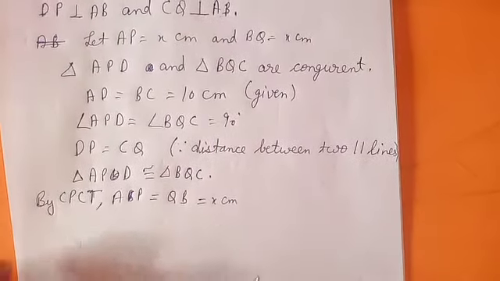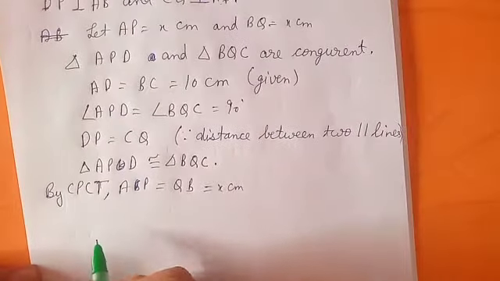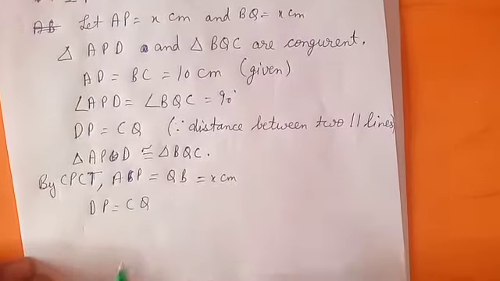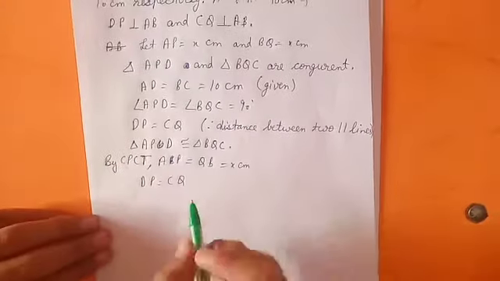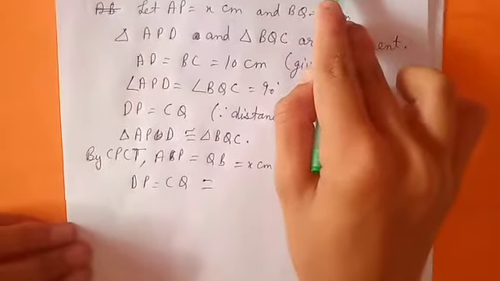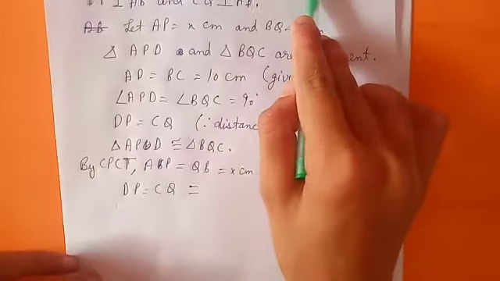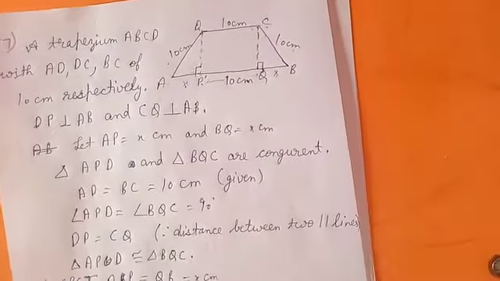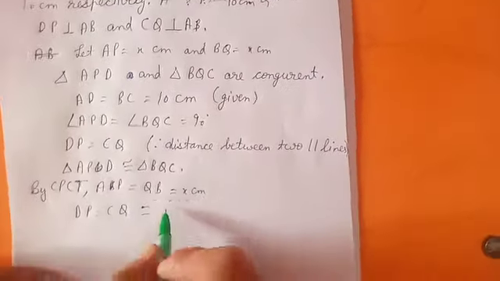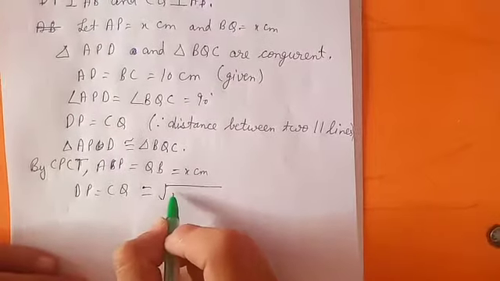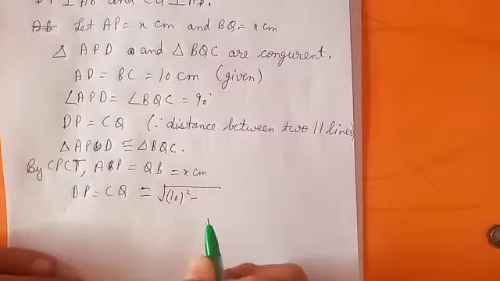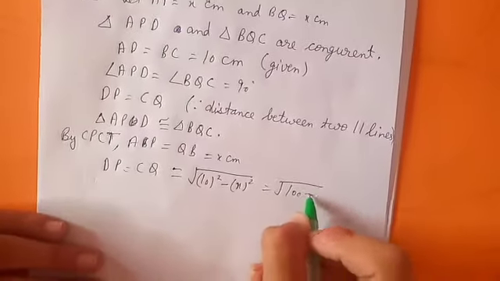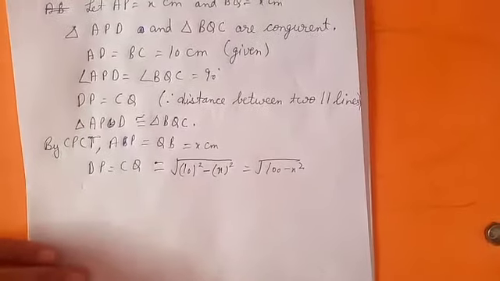Now, if it is same and we know DP is equal to CQ, how will we find it? Both are sides of a right angle triangle, and by using Pythagoras theorem we can find their value. That will be under the root hypotenuse square, means 10 square minus base square. Base is x, that is under the root 100 minus x square.